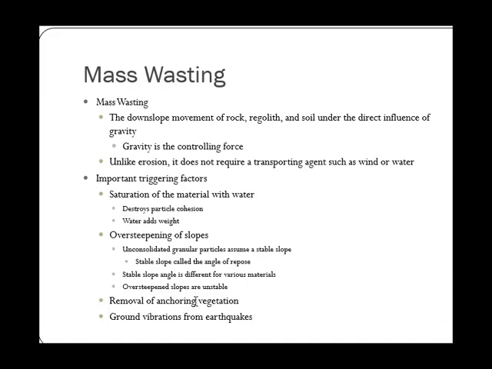Also, removing of anchoring vegetation. Vegetation keeps things more stable, so if you remove it, you're more likely to get mudslides and mass wasting. And, of course, ground vibrations from earthquakes, or whatever else would cause ground vibrations, are, common sense, more likely to cause things like mudslides.